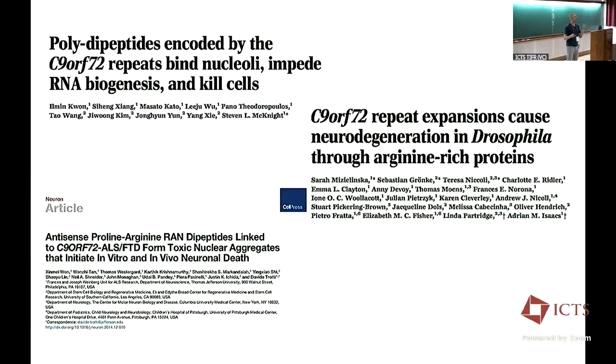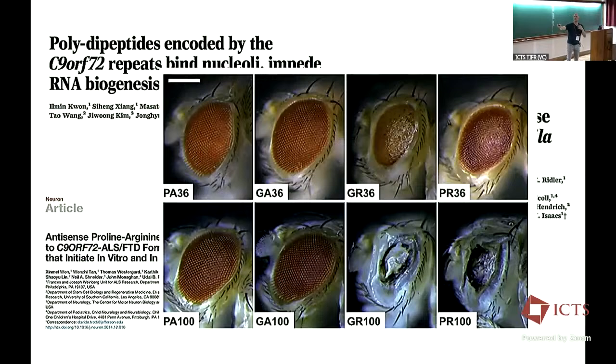At the same time we were doing this, other groups found the same thing, that the arginine-rich ones are toxic in human cells, in Drosophila, and then in human motor neurons in Drosophila. You can see, this isn't my experiment, but this just wipes out the fly eye if you express proline arginine or glycine arginine. So there's lots of bad things going on here. We want to find out the key things.